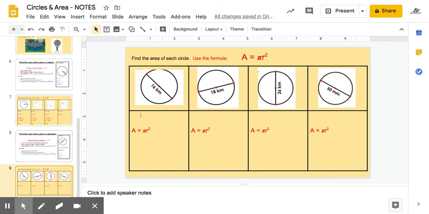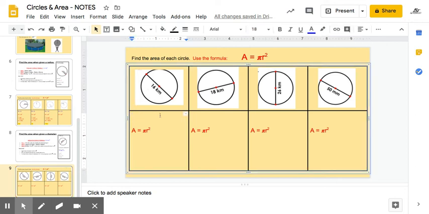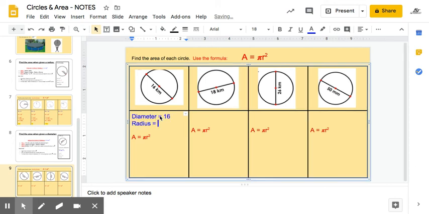In this first circle here, I gave you a diameter. That diameter is equal to 16. Well, I need to figure out what my radius is. My radius is equal to half of my diameter. Half means to divide by 2. So I'm going to take my diameter and divide it by 2. 16 divided by 2 is 8. So that means my radius is equal to 8, and that's a piece of information I need in order to figure out what the area is.